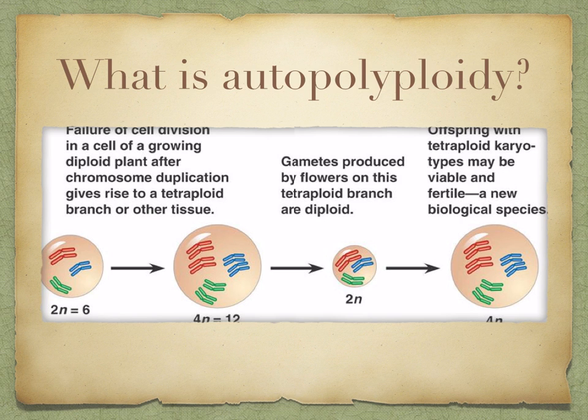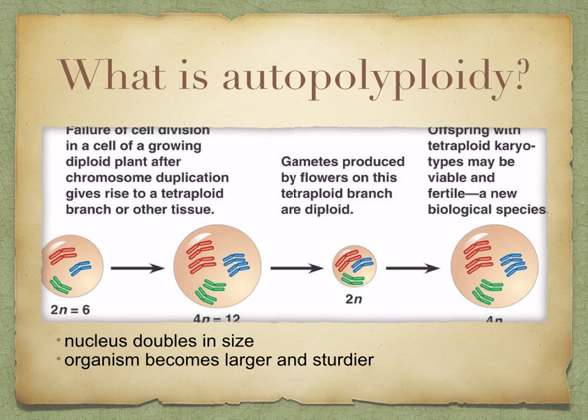Now, the gametes produced by the flowers are diploid, as you can see here, 2N. And when they fertilize, they form a tetraploid. So what you have is a diploid pollen and a diploid ovule forming a tetraploid. In this picture, this will only happen if you have 2 diploid gametes meeting. The nucleus doubles in size and the organism becomes larger and sturdier. So keywords to remember about autopolyploidy are: more than 2 sets of chromosomes, same species.